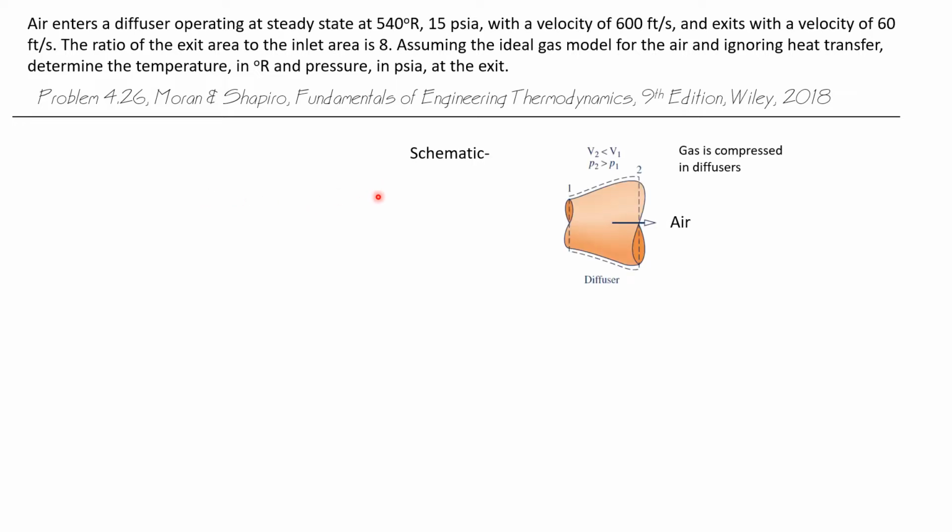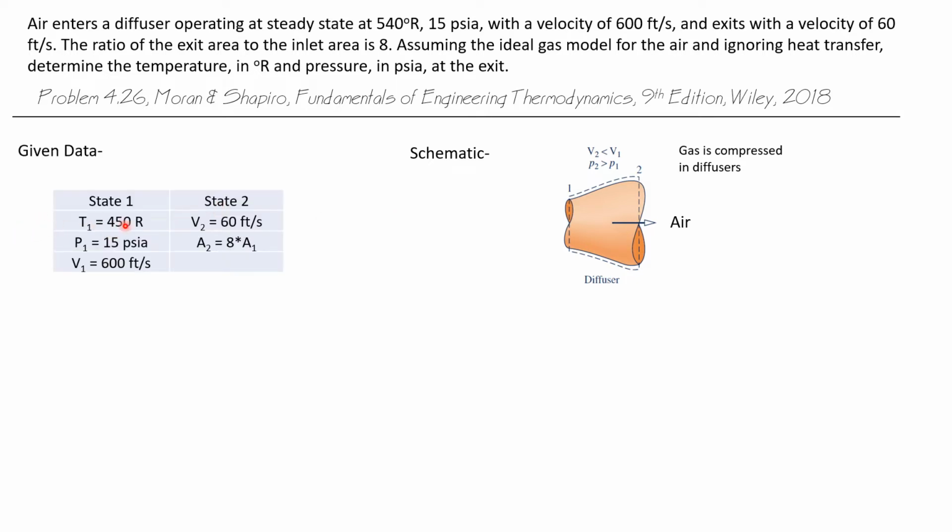Let's lay out our storyboard. We always begin with a schematic. We're dealing with a diffuser, and the air flowing through the diffuser is going to be our system. So the air molecules between the inlet and the outlet of the diffuser is our system, which I've shown with this boundary line. Now, a diffuser always has a smaller velocity at the exit than it does at the inlet, but it has a greater pressure at the exit than at the inlet. And so gas is compressed in diffusers.